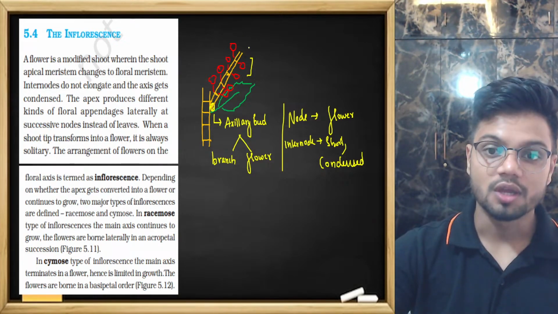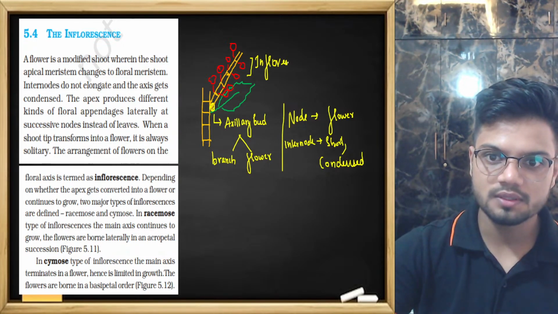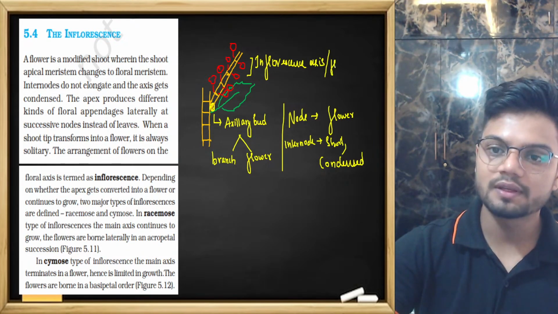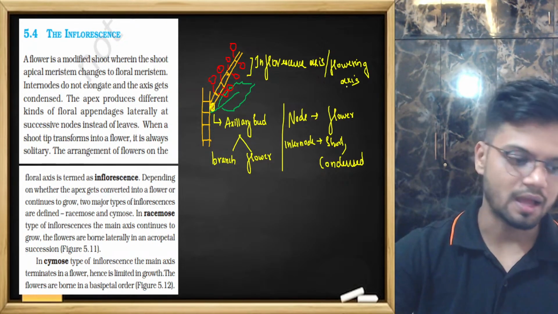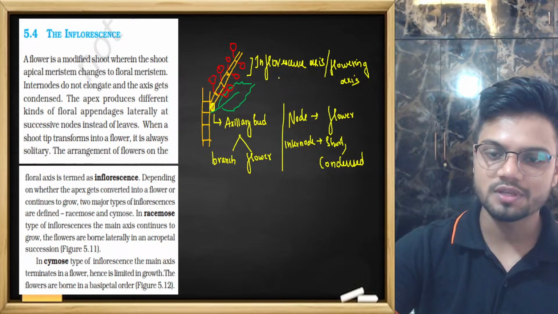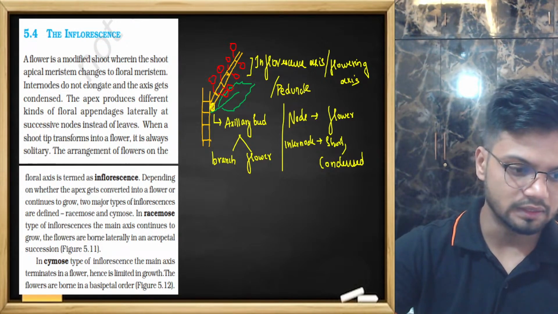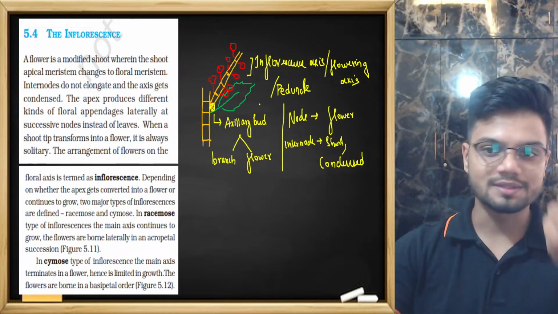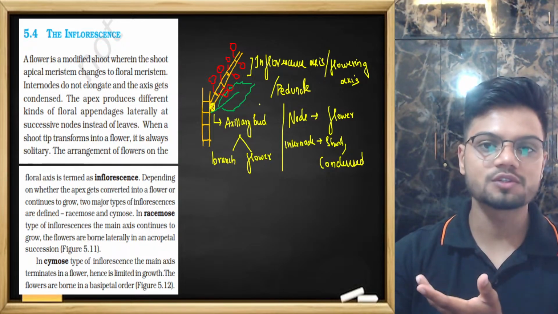The entire branch is called the inflorescence axis. It is also called the flowering axis, because on this axis the flowers are growing. The third name, friends, is peduncle. So there are three different names for this axis: inflorescence axis, flowering axis, or peduncle. Now, what is the definition of inflorescence, students?